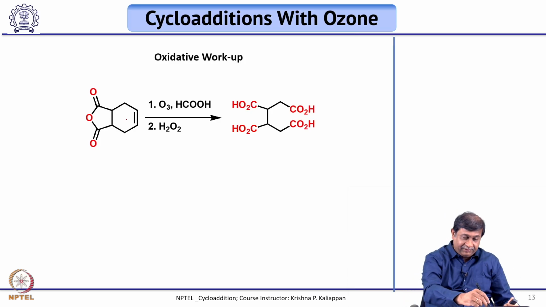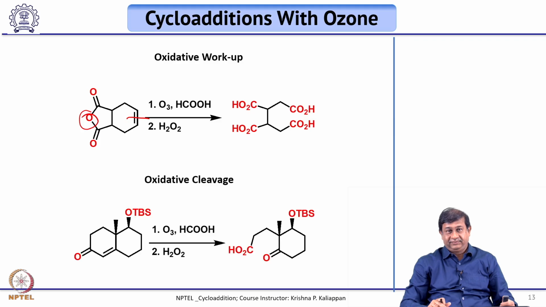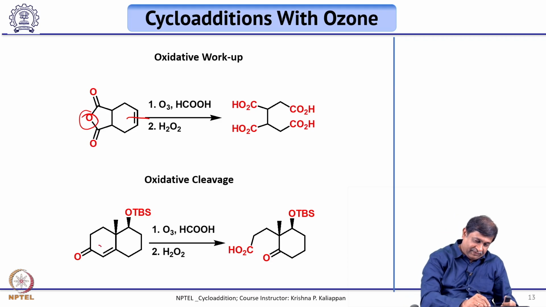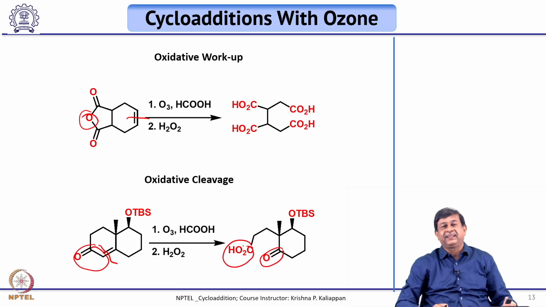For example, if you cleave this double bond with hydrogen peroxide, you should get the corresponding dicarboxylic acid. And if you have an alpha beta unsaturated ketone, if you do ozonolysis followed by oxidative workup, you get a ketocarboxylic acid, where if this double bond is cleaved, you get a carbonyl group on the right hand side, and on the left hand side you lose one carbon and you get carboxylic acid.